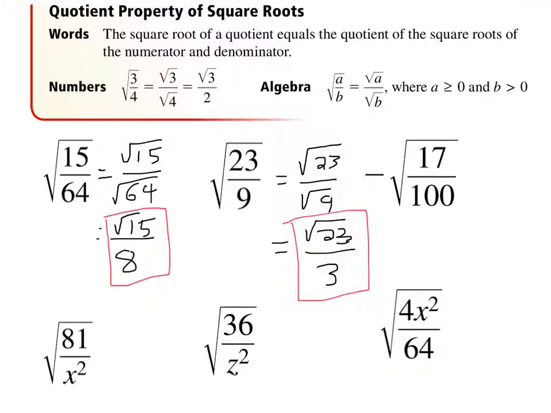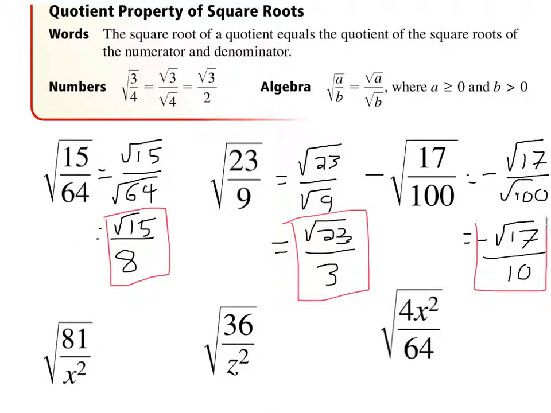And then for the last one, once again, same story. Split it up. I've got negative square root of 17 over the square root of 100. And I just want to make sure I keep track of that negative. But I'm going to have negative square root of 17 because 17 is prime. It has no perfect square factors. All over 10. And so that's what I'm looking at there. I've got 3 different problems that can be split up pretty nicely.